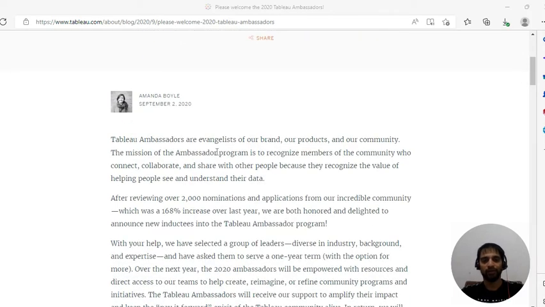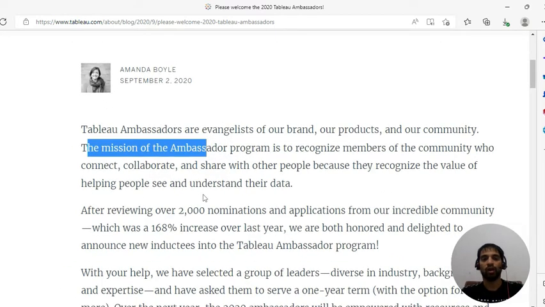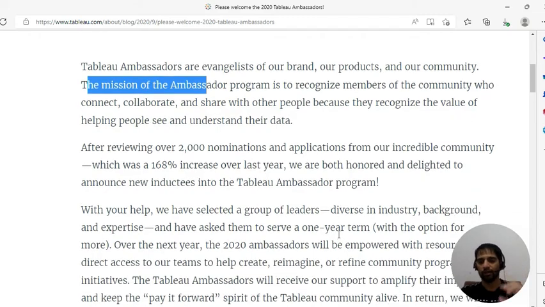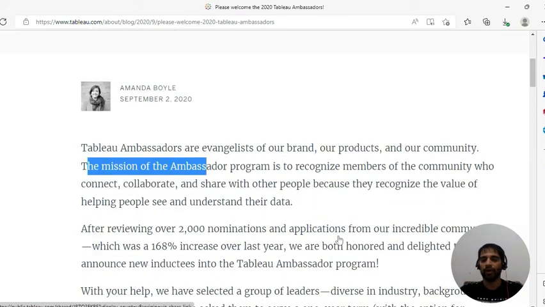Okay, Tableau Ambassadors are evangelists of our brand, our product, and our community. The mission of the Ambassador program is to recognize members of the community who connect, collaborate, and share with other people, because they recognize the value of helping people see and understand their data. Now, again, there are so many nominations and so on. But the moral of the story is that these are the people who would help other people.